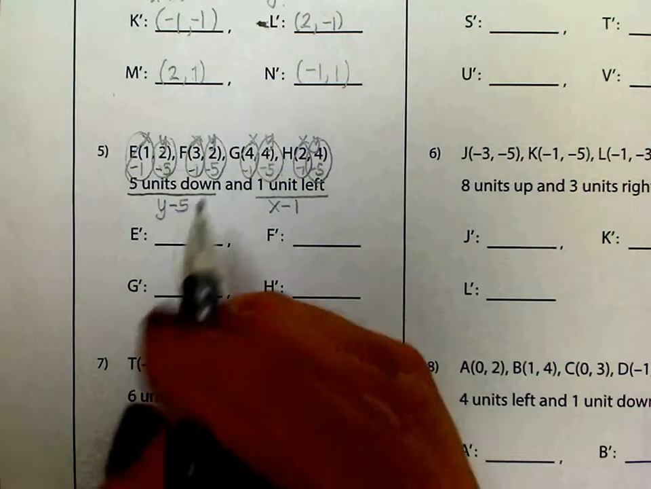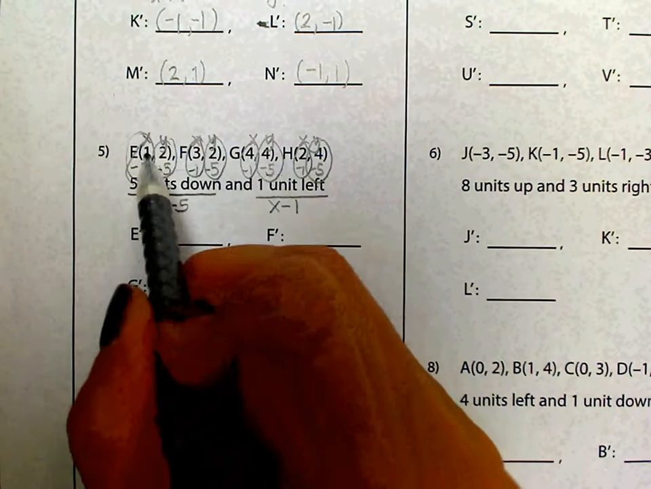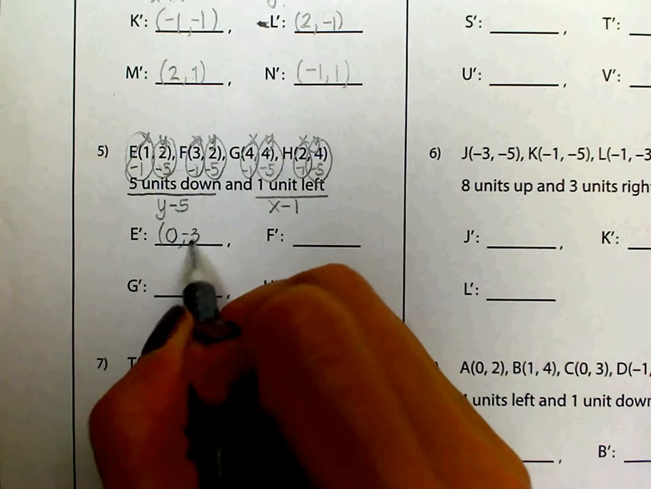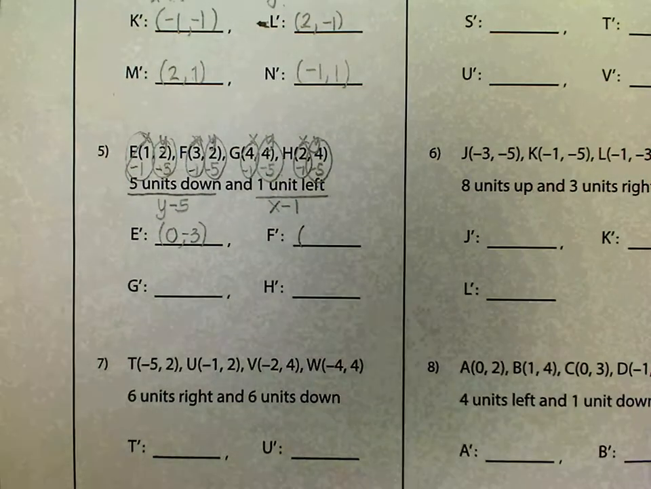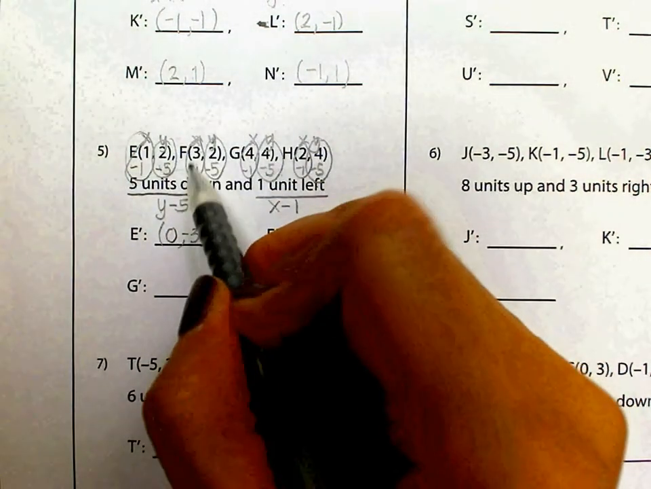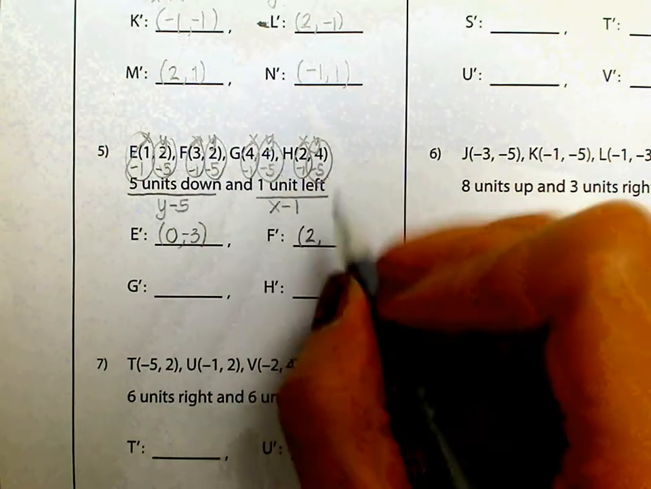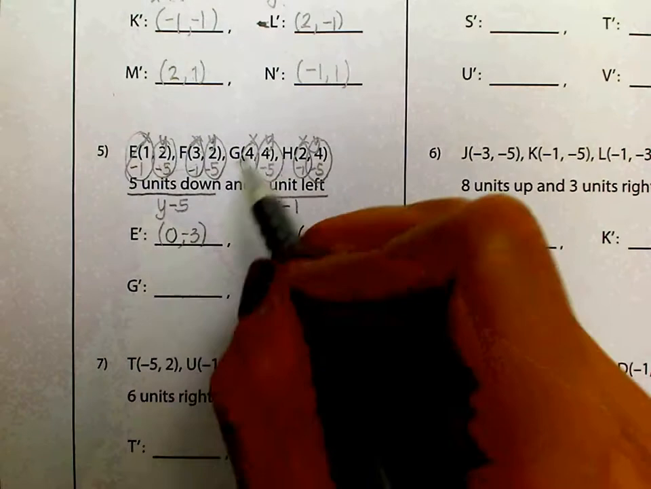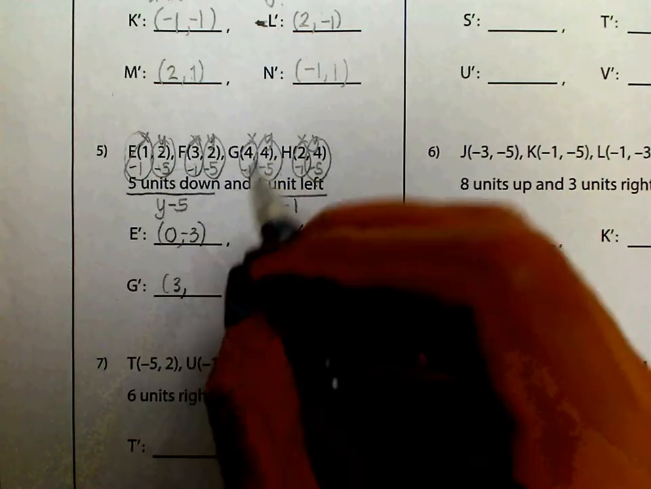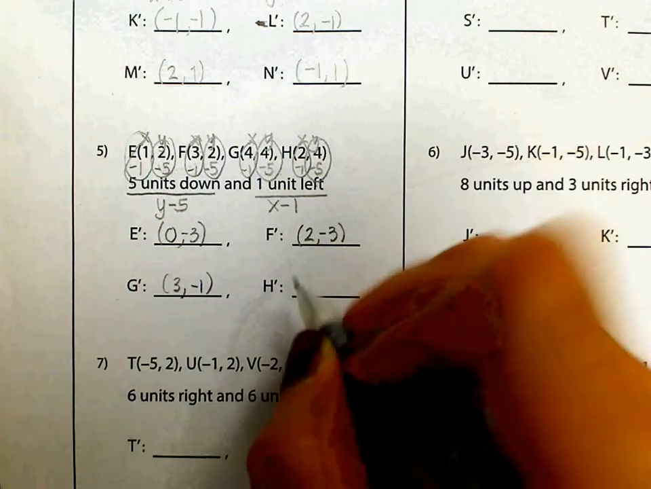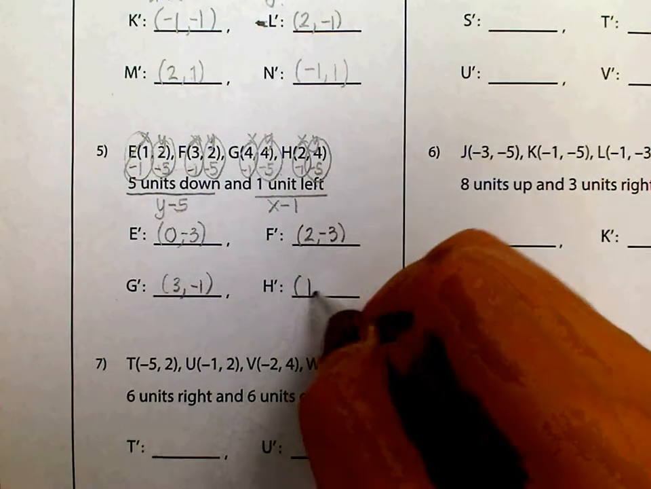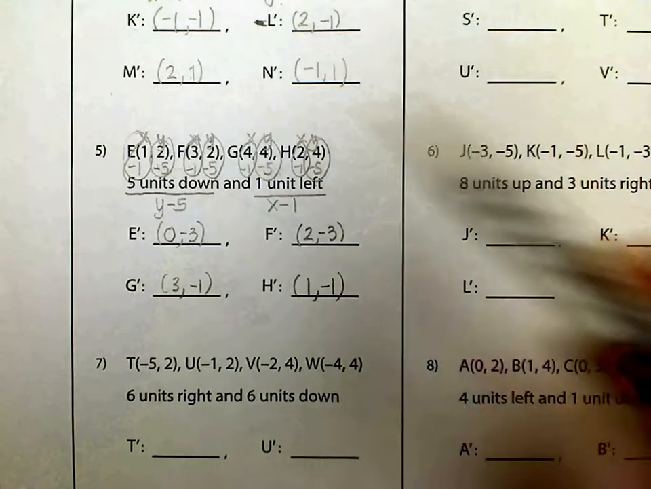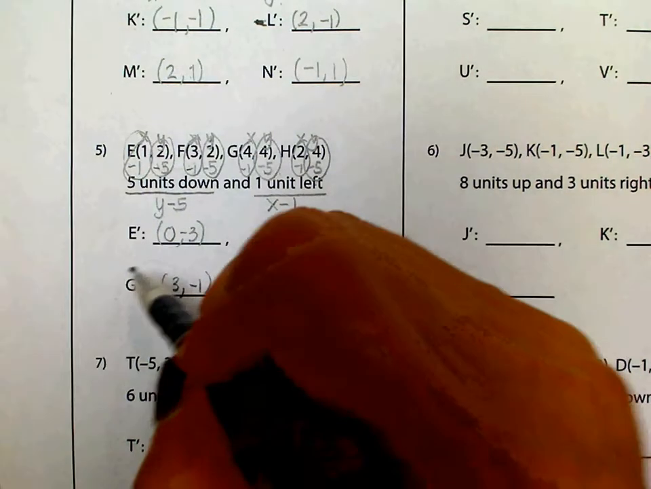Now E prime, 1 minus 1 is 0. 2 minus 5 is -3. Okay. F prime, let's see, 3 minus 1 is 2. 2 minus 5 is -3. G prime, 4 minus 1 is 3. 4 minus 5 is -1. H prime, 2 minus 1 is 1. 4 minus 5 is -1. And those are my new coordinates. Alright? And we did this all without needing a graph.